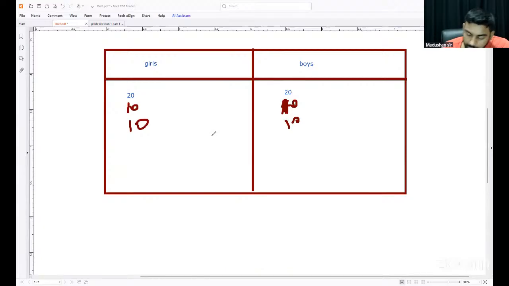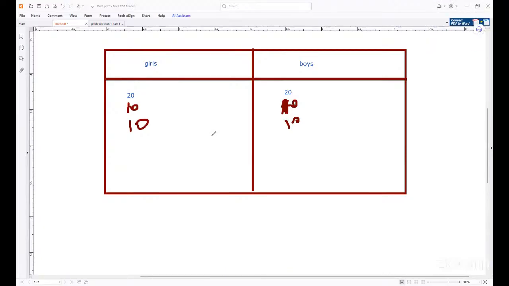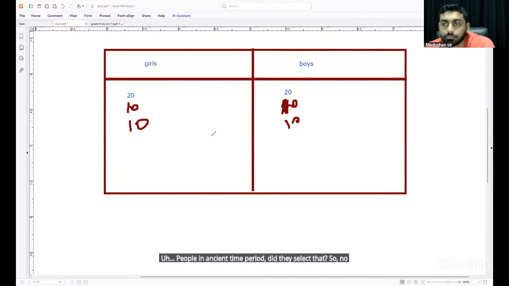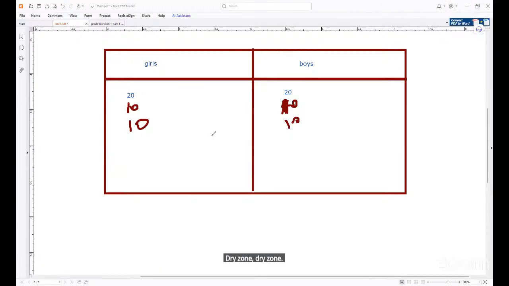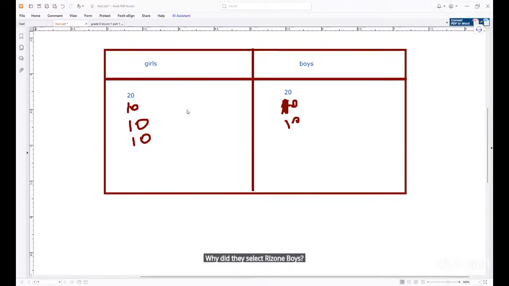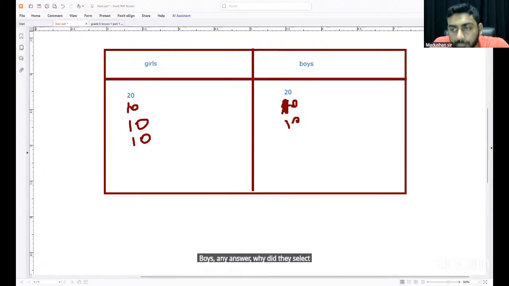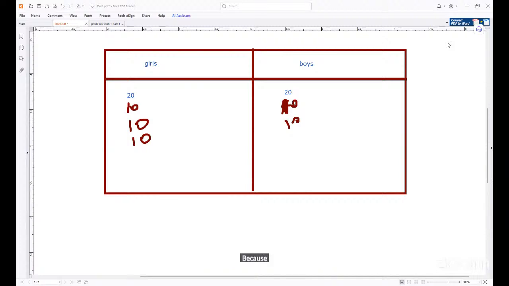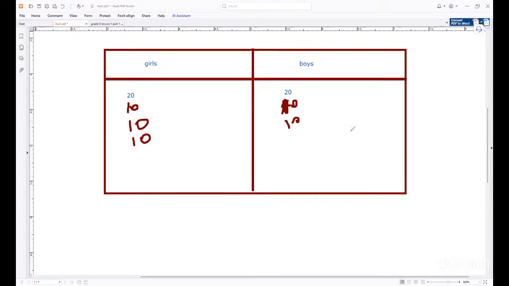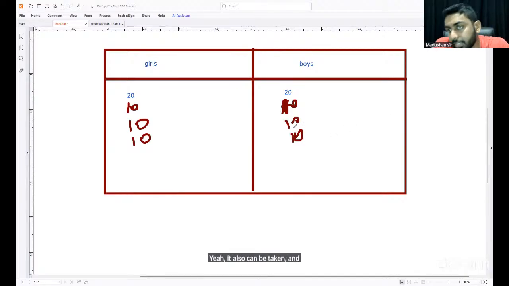Girls, did people in the ancient time period select wet zone or dry zone areas? Dry zone. Why did they select the dry zone, boys? Any answer? Because the dry zone receives rainfall only for a certain period. Okay, very good. Any other suggestion? Yeah, it also has fertile soil.